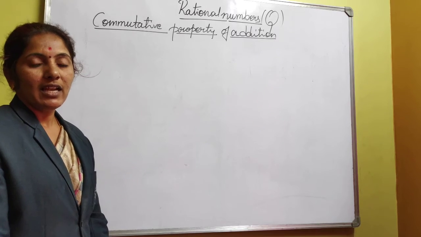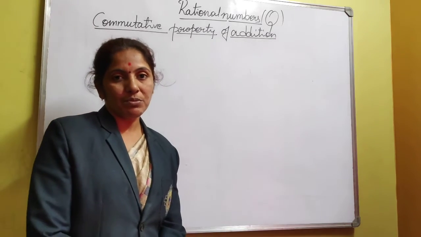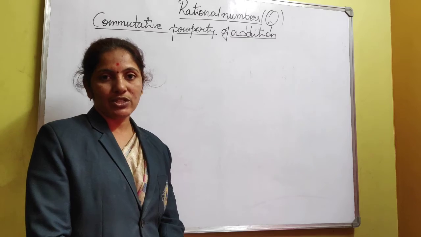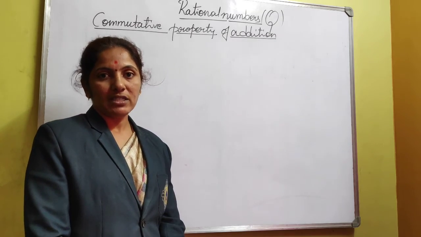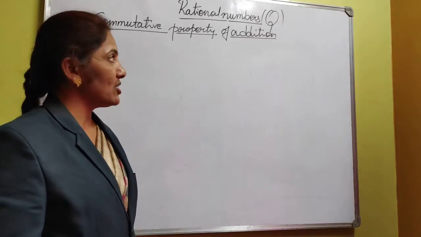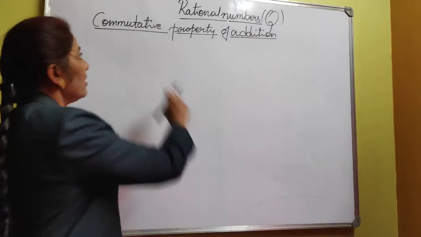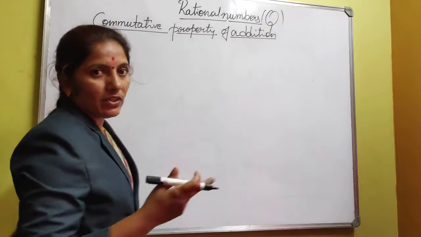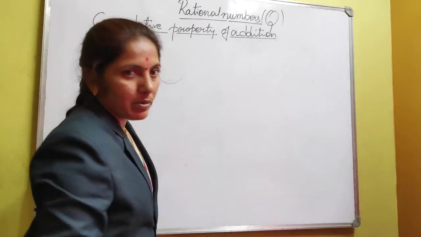Good morning children. Last class we learned about the closure property of addition, subtraction, multiplication and even division for the rational numbers, whether they satisfy or not. Today we will learn about the commutative property. First of all, let us know what this commutative property is.